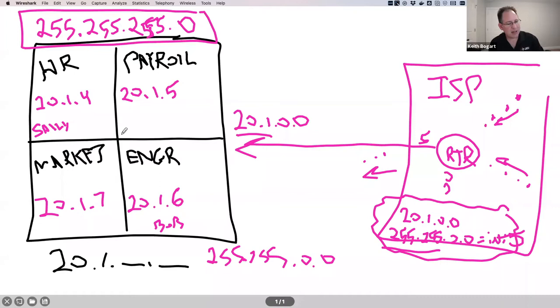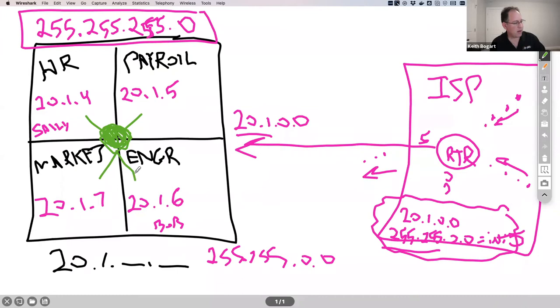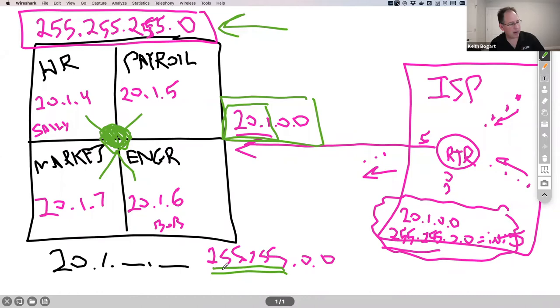Maybe the router's right here that's connecting all these guys. This router has four interfaces. So now I received one network, but by fiddling with the subnet mask, I have now subdivided that one network into four subnetworks. I can actually get a lot more subnetworks than this, but I'm just showing you here that, as long as you keep the initial bits the same, I have to stay with 20.1. So the first two numbers in my subnet mask cannot change. Everybody has to be 20.1.